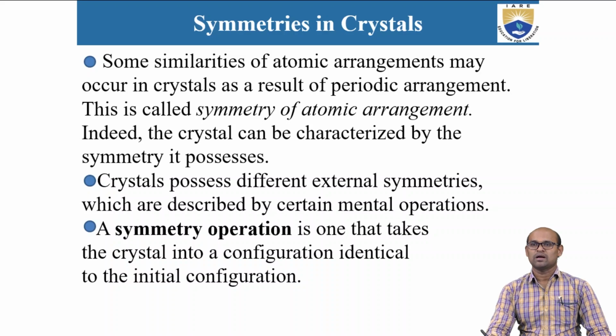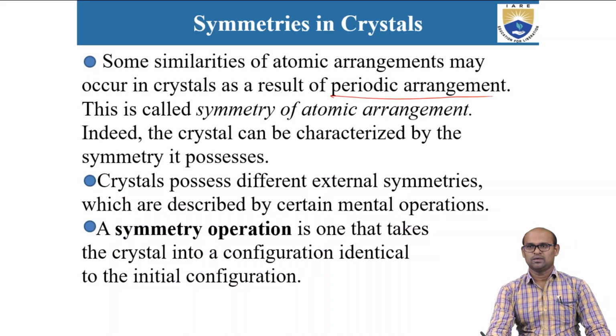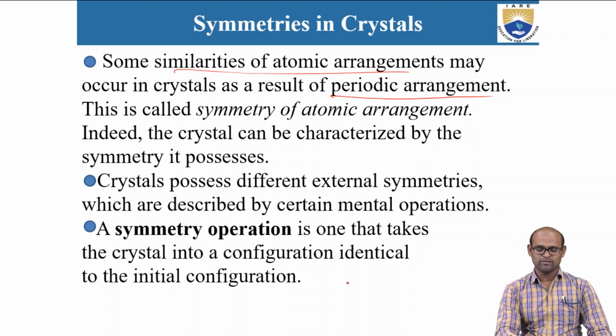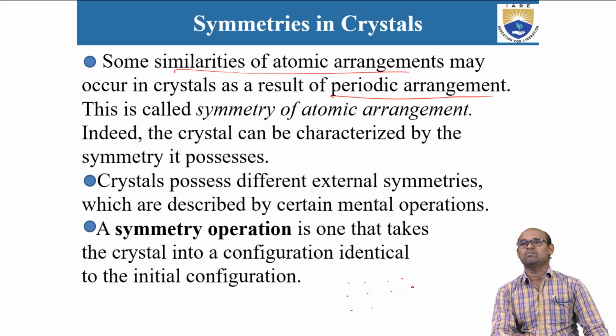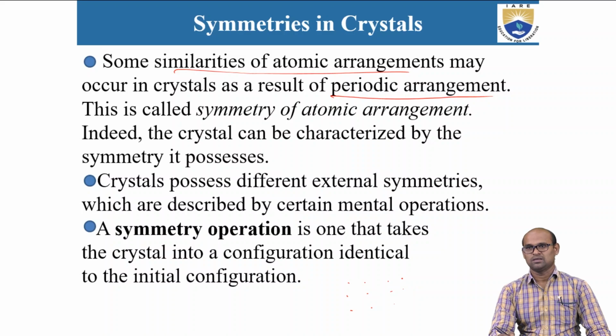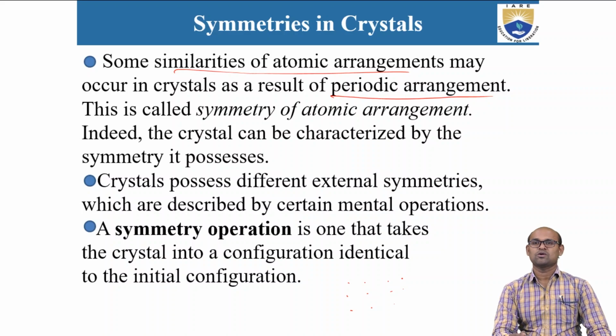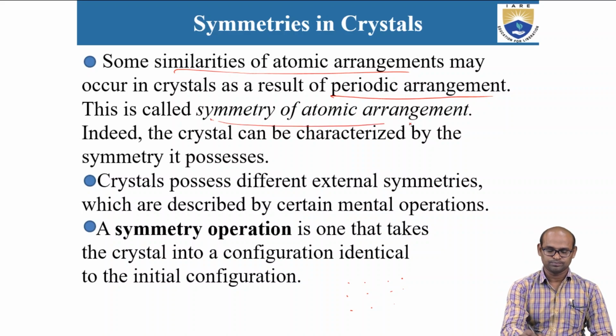Some similarities of atomic arrangements may occur in crystals as a result of periodic arrangements. Because of the periodic arrangement of atoms in crystals, we know that at any point in a crystal, the neighborhood looks the same as at any other point in the crystal, right? So we find that the atomic arrangements are the same in different places. This is called symmetry of atomic arrangement.